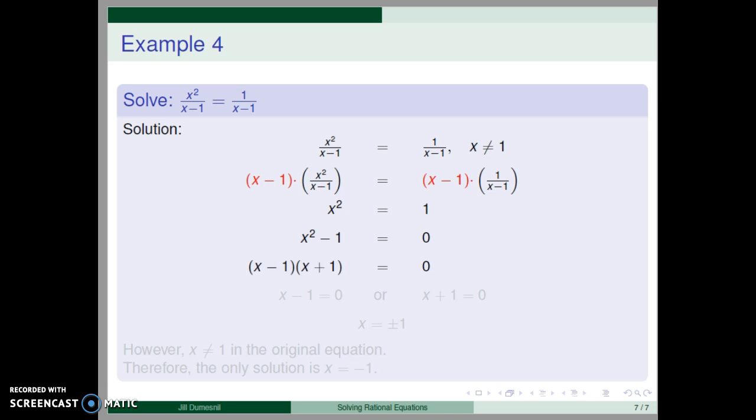Factoring x squared minus 1 via the difference of squares formula gives us a product equaling 0. Therefore, one of the factors must equal 0. We get that x equals 1 or minus 1. However, from the restricted values, we know that x equal 1 is extraneous, and therefore x equal negative 1 is the only solution to the equation.